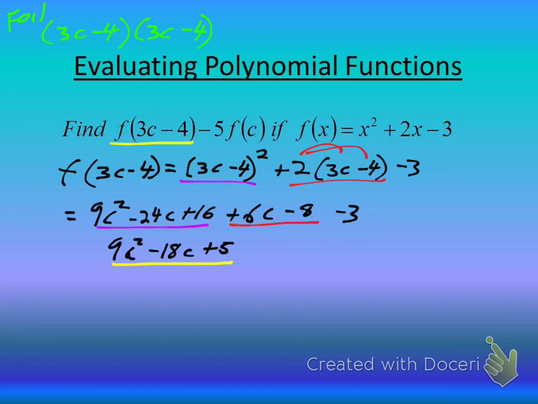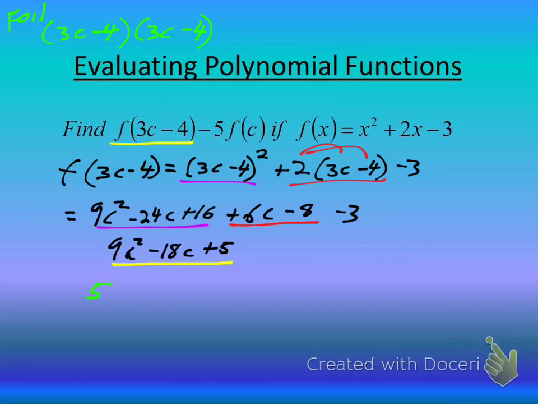You say, how did you get 5? 16 minus 8 gives you 8, and then 8 minus 3 is 5. So that was f of 3c minus 4. Now we have to do 5 f of c.